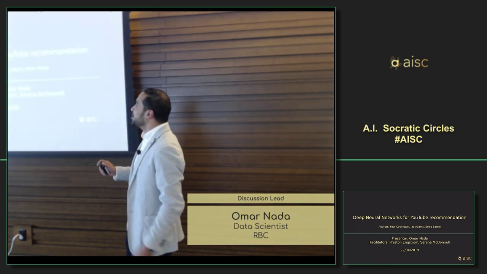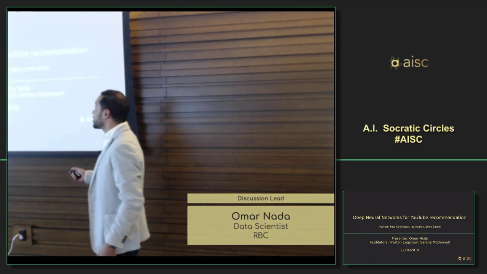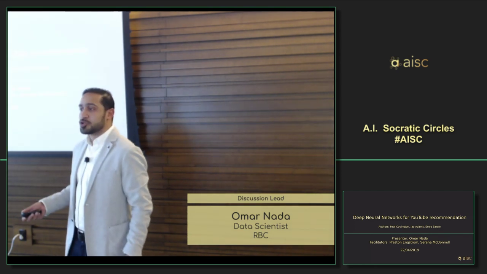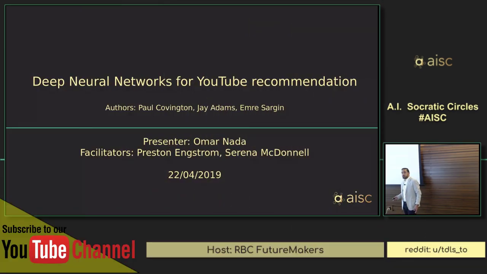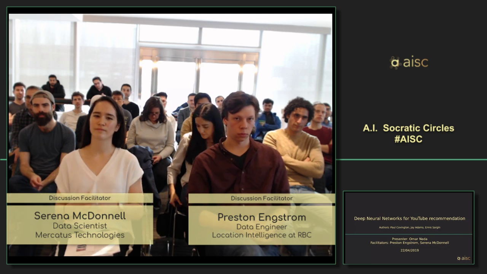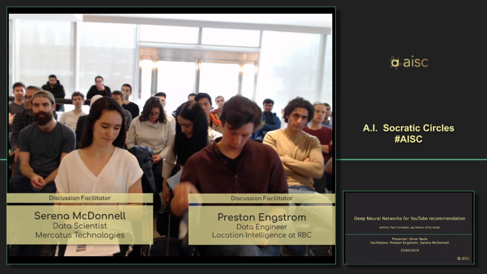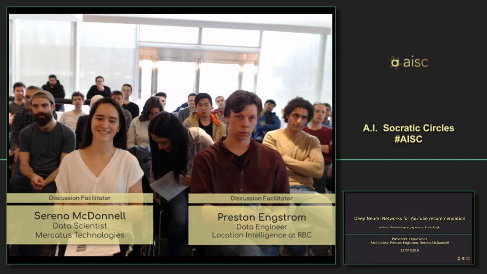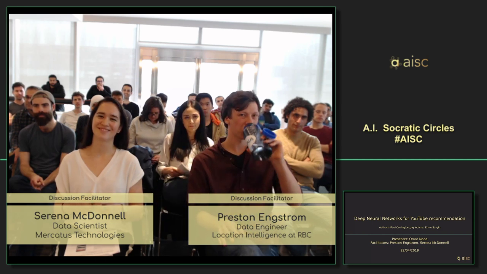Anyhow, today we're going to be talking about the deep neural network for YouTube recommendations, how YouTube recommendations work, what they look at, and how they're structured. This is done by Paul Covington and Jay Adams, Fergin, and I know Jay Adams is huge in deep learning and recommender systems at Google. Thanks a lot to Serena and Preston, who I bugged so many times the last week.